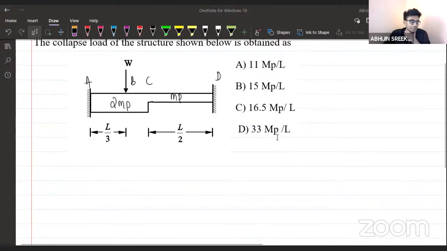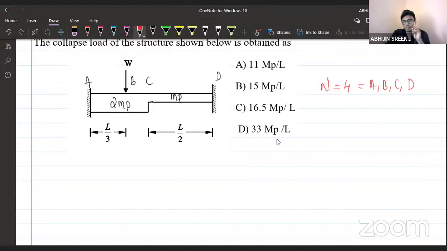Exactly. I'm giving the answer as yes. Safa is also there. Safa is giving the answer as 4. Okay, very good, super. So possible locations n will be equal to 4. What are the possible locations at A, B, C, and D? Fixed ends A and D. Under the point load B. Change in cross section or change in material C. Right? Is it clear? Yes. So 4 locations are there: A, B, C, D.